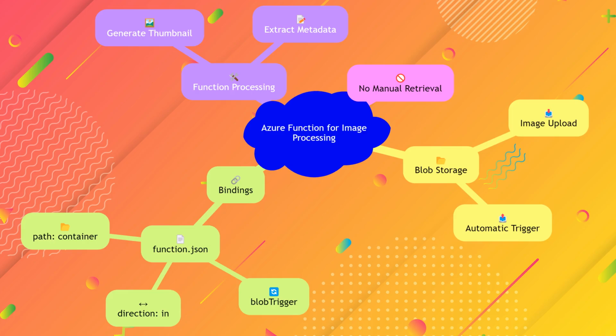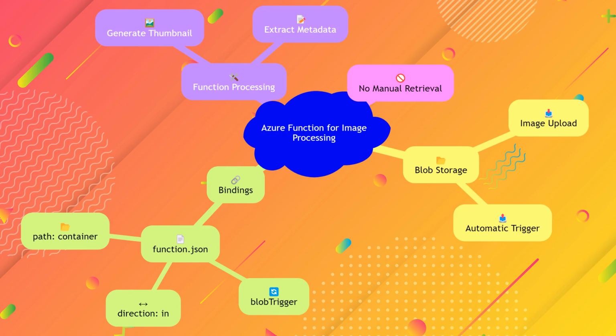Consider a scenario where an Azure function processes images uploaded to a blob storage container. An input binding can be configured to automatically pass the uploaded image to the function. The function.json file would include a binding with type blob trigger, direction in, and the path to the blob container. The function can then process the image, such as generating a thumbnail or extracting metadata, without needing to manually retrieve the blob data.